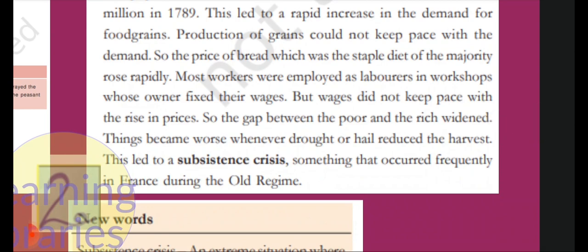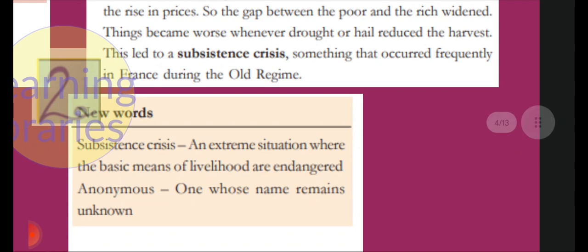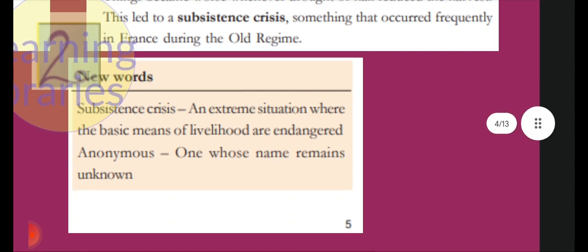But wages did not keep pace with the rise in prices. So the gap between the poor and the rich widened. Things became worse whenever drought or hail reduced the harvest. This led to a subsistence crisis, something that occurred frequently in France during the old regime.